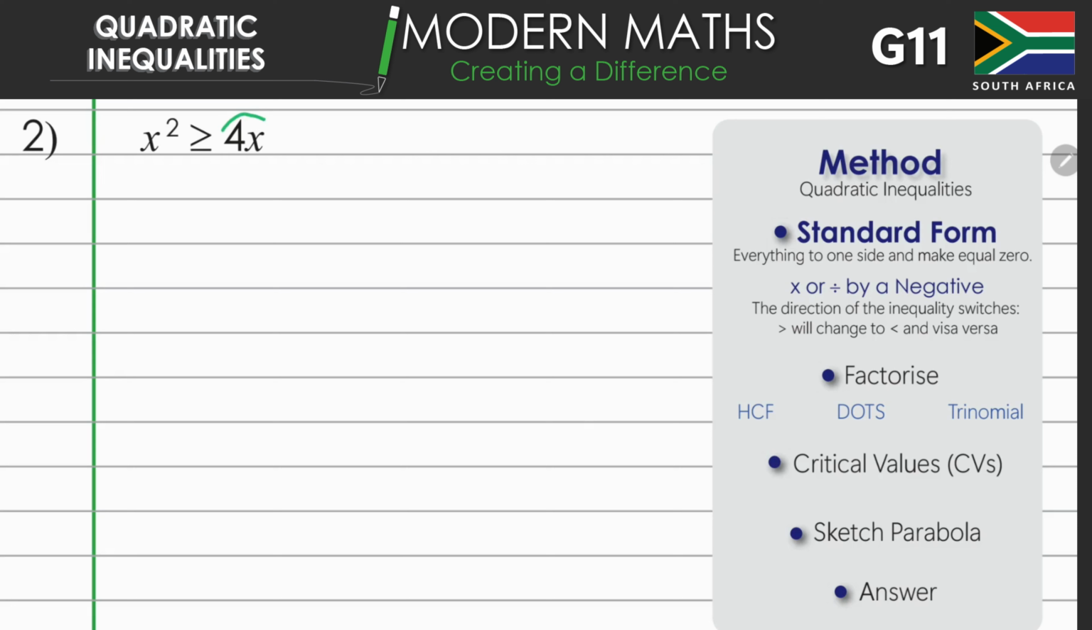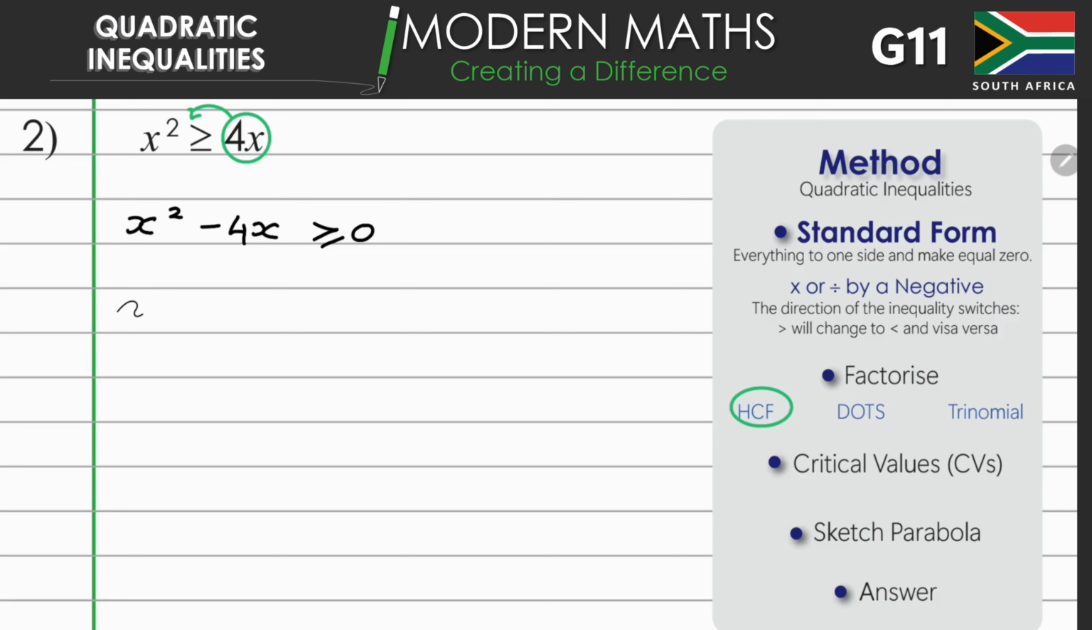Alrighty, example 2 features the highest common factor. Okay, we're going to stick to our guns. Same procedure, standard form. So we're going to move the 4x over. So we've got x squared minus 4x greater than or equal to 0. Now I've got to factorize, and this particular factorization is HCF. So I'm going to remove an x from both terms.